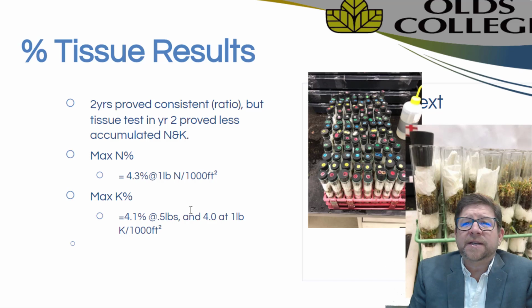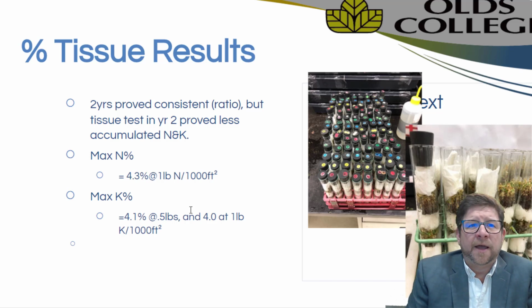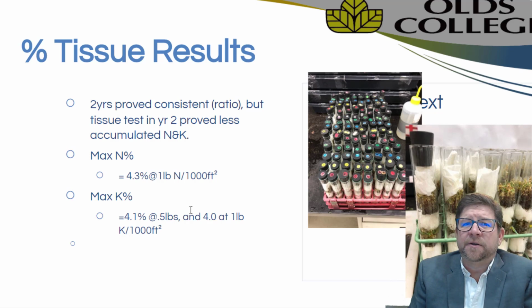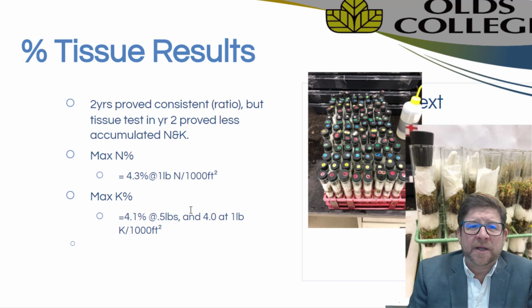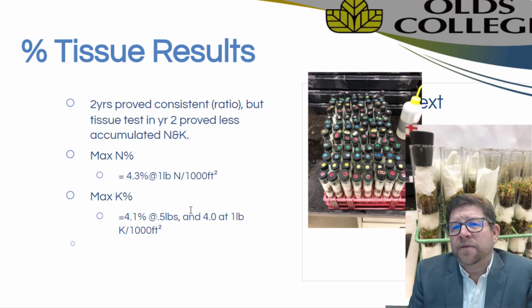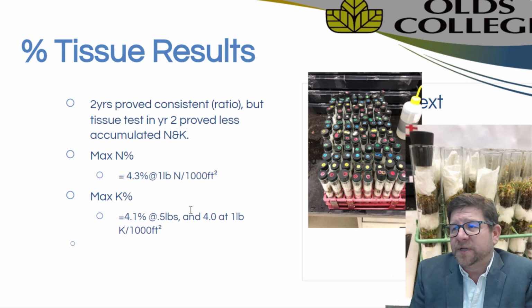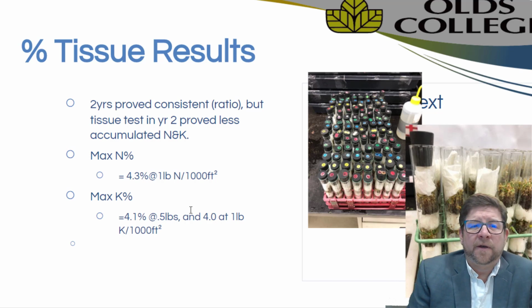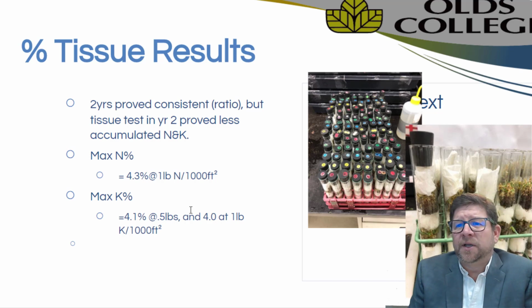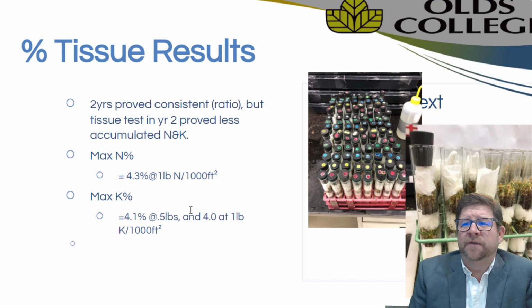Now the percent tissue results: we took tissue tests of everything, and after 2 years proved a consistent ratio, but the tissue test in year 2 proved less accumulative nitrogen and potassium. So the maximum nitrogen percentage we could get in there was about 4.3%, having applied a pound of nitrogen in the fall. And the max potassium was 4.1% at half a pound of potassium in the fall. So from a granular study, it was a great advancement to see these appropriate ratios of N and K.